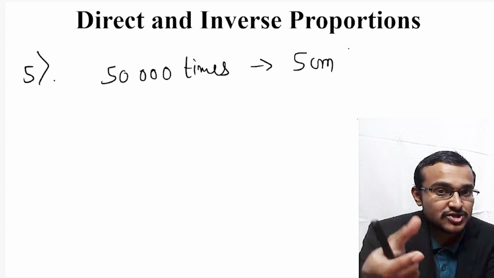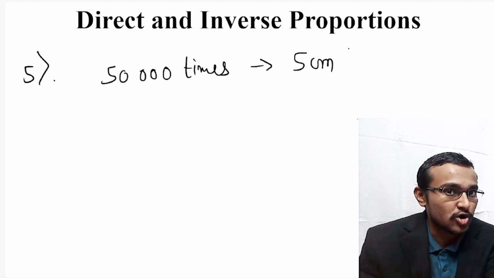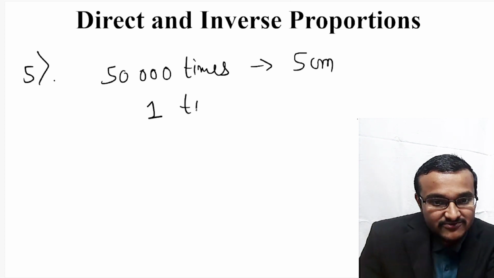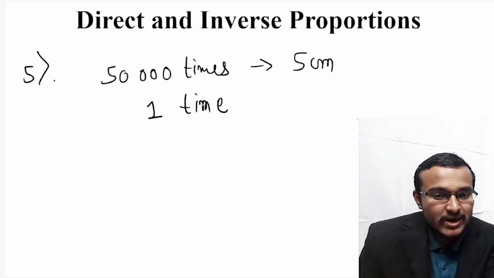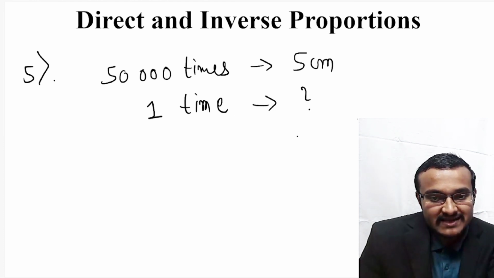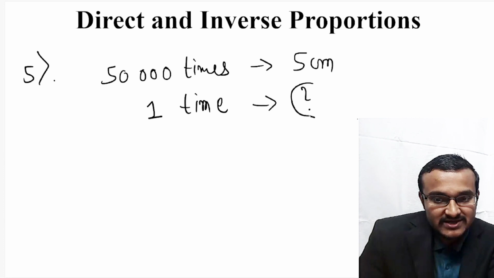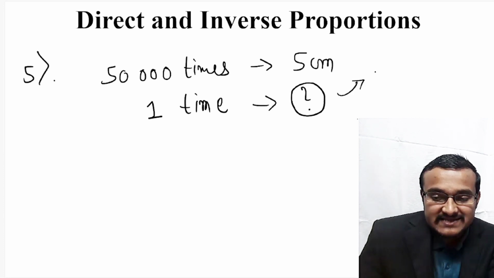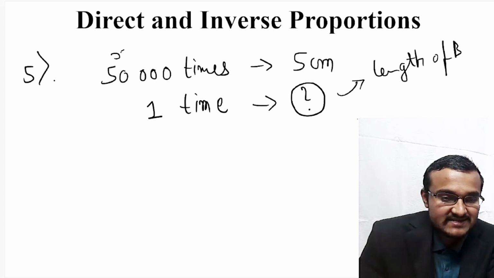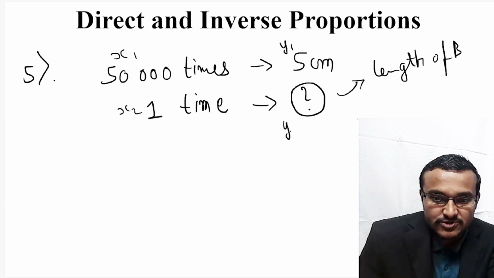But what is its actual length? That means you should not enlarge at all. So you should not enlarge means at that particular time it will be 1 time. So 1 time means there is no enlargement at all. So at that time what will be the length? So this will actually give you the exact length of the bacteria. So this is actually the length of the bacteria which you should calculate. So here this acts as x1, this acts as x2, this acts as y1 and this acts as y2.